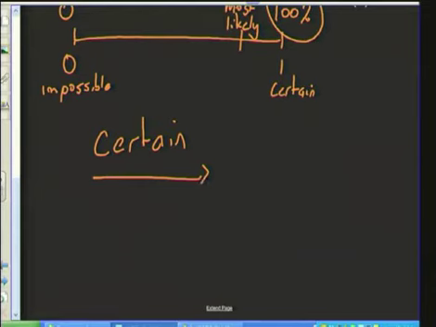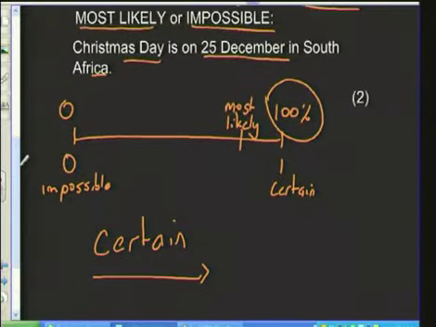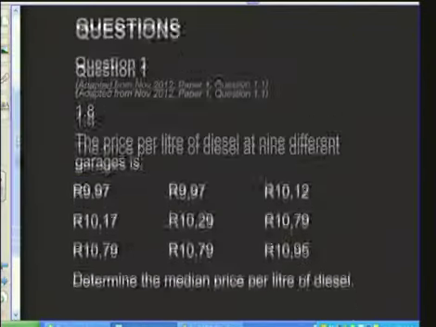Now guys, when it comes to probability, they love asking you questions where the answer is certain or the answer is impossible. They love those kind of questions. So look out for them, so you know they're going to come up. So that was certain. And now we can move on to the next question.